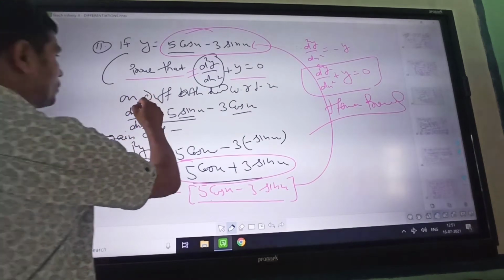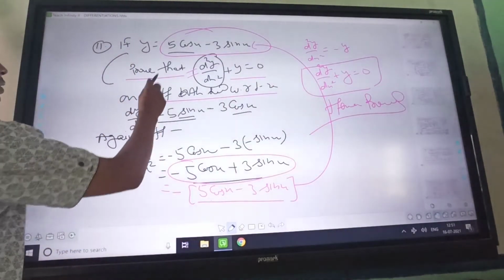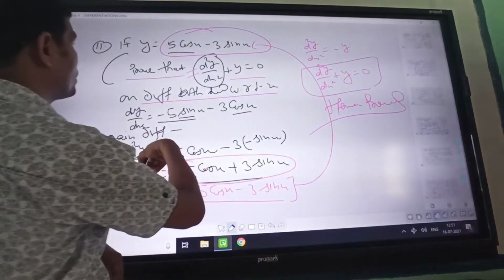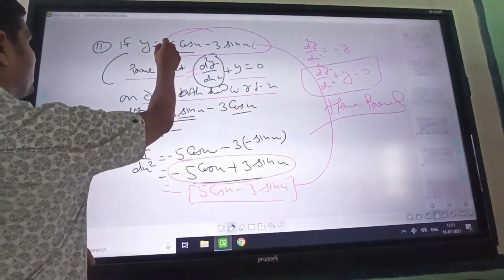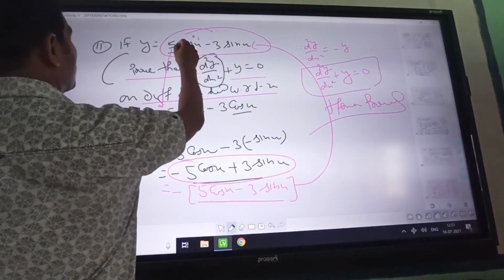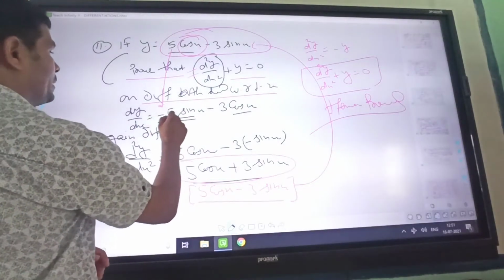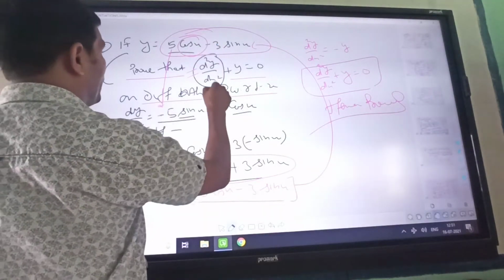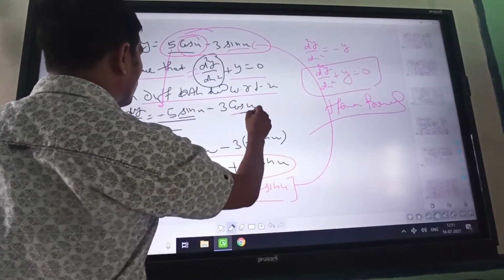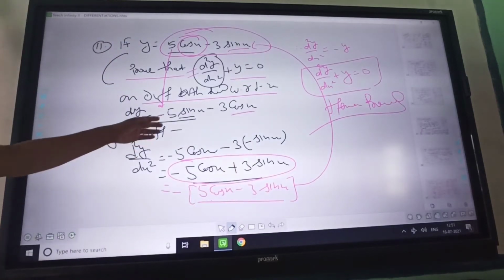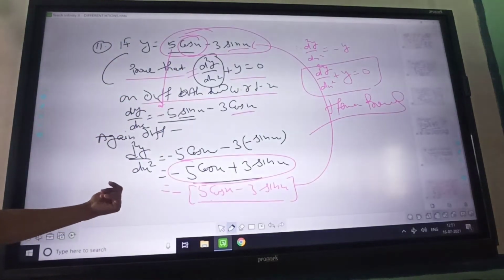So on differentiating both sides with respect to x, dy by dx equals, this 5 will remain as it is, derivative of cos x will be minus sin x. And minus 3 cos x, derivative of sin x will be cos x. So again you have to find out the double derivative, so differentiate it again.